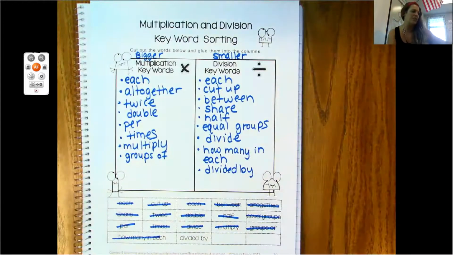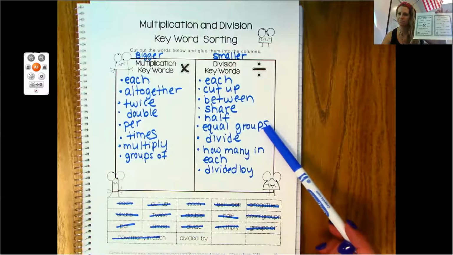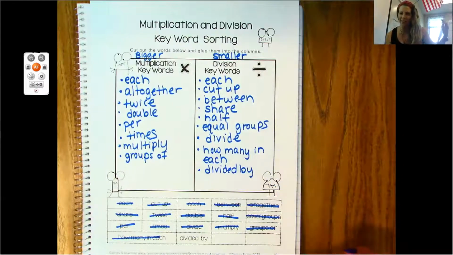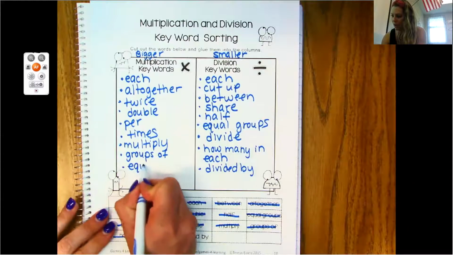Okay, and I just noticed I got out my sheet and we can kind of check our work. And I want you to stop and I want you to think about equal groups. Equal groups is actually under multiplication, but the way I think of it is when you're splitting something into equal groups, you could also be dividing. So if you want to add that to multiplication too, you may, okay?